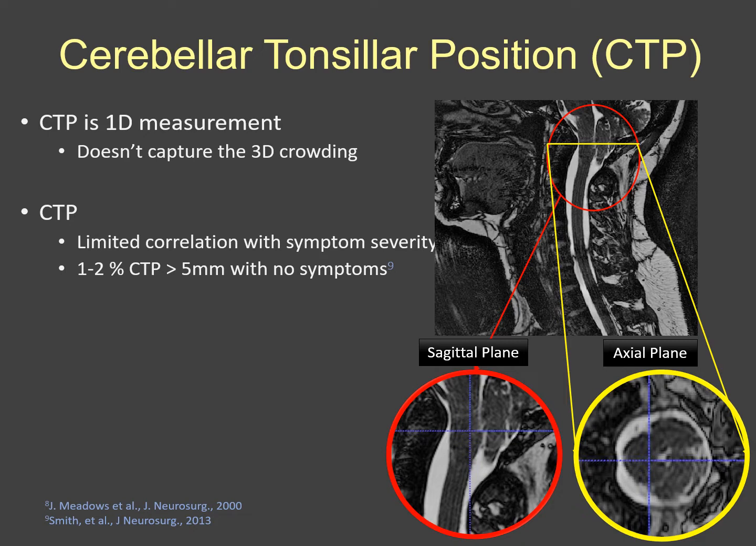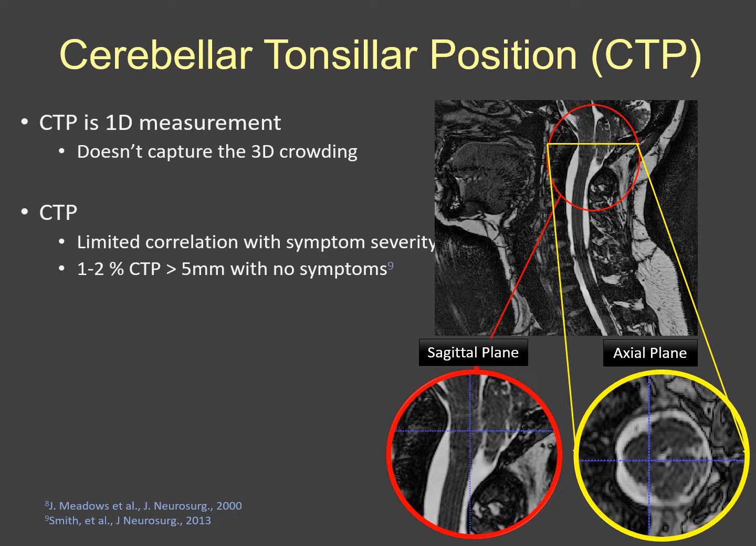This one-dimensional measurement does not capture the three-dimensional crowding that might be present inside the spinal canal. Here in the axial direction, you see some white, which indicates CSF fluid, and in the sagittal plane it looks very crowded, whereas in the axial plane fluid might be able to get past. So it's difficult to use a one-dimensional measurement to quantify the blockage of CSF flow. And that's why maybe there's been a limited correlation with symptom severity just using the one-dimensional measurement of CTP.